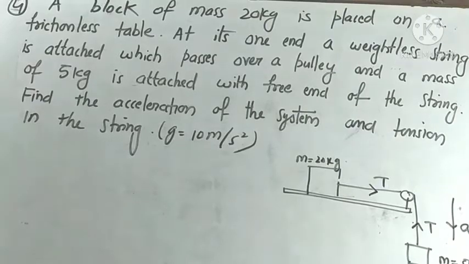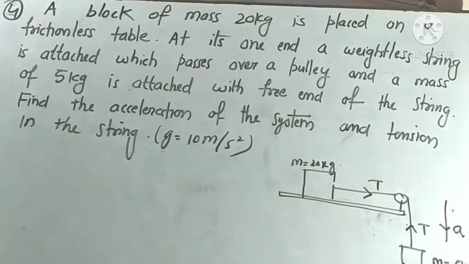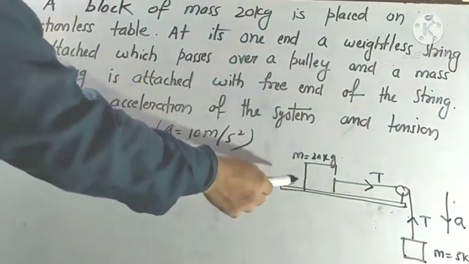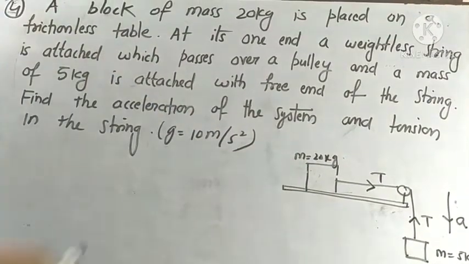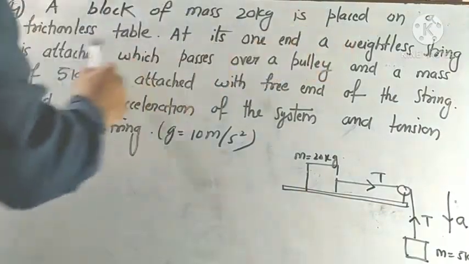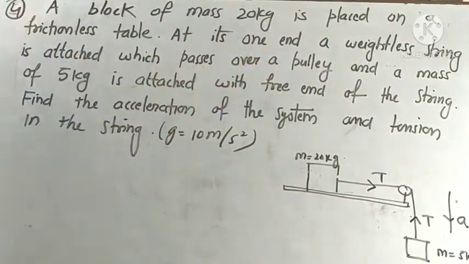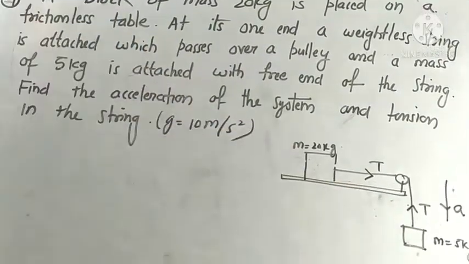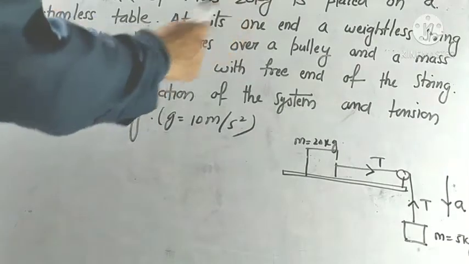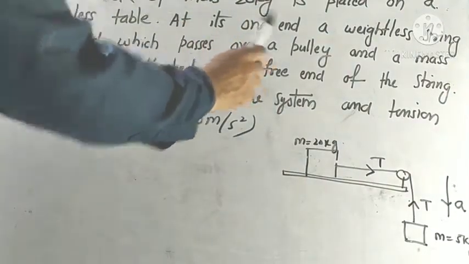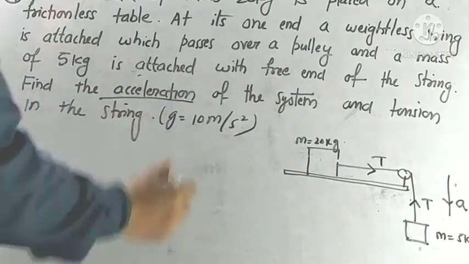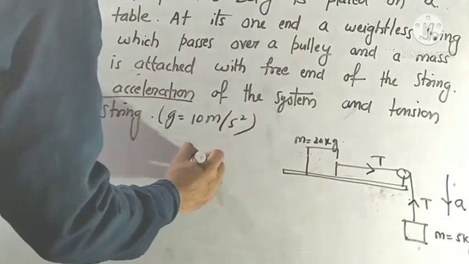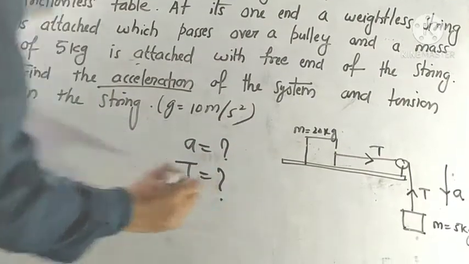In question number 4, a block of mass 20 kg is placed on a frictionless table, and at its one end a weightless string is attached which passes over a pulley. A second block having mass 5 kg is attached with the free end of the string. Find the acceleration of the system and tension T in the string.